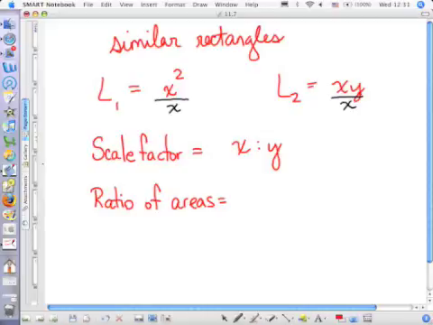So what's the ratio of the areas? X squared to y squared. What's the ratio of their perimeters? X to y. What's the ratio of their widths? What's the ratio of their diagonals? X to y. Very good. The only thing that's different is the area.